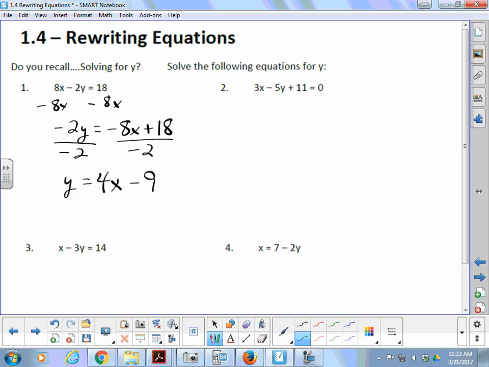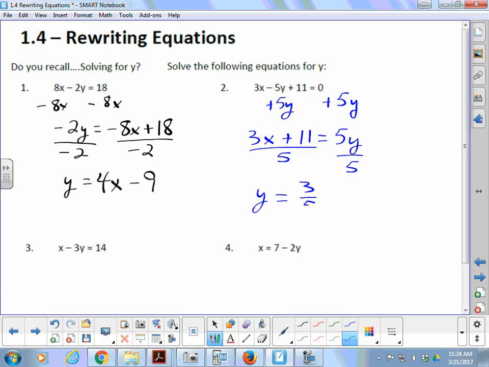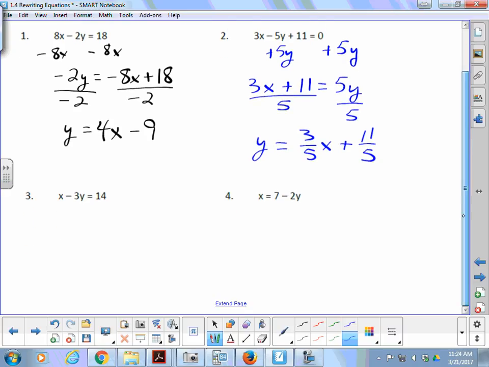All right? So number 2, still solving for y. In this case, I got all of them on the same side. So instead of moving everything else, I'm actually going to move the y term to the other side. Since it's negative 5y, I'm going to add 5y to both sides. So we get 3x plus 11 equals 5y, and then divide by 5. So y equals, and I want to write this as two separate fractions, 3/5 x plus 11/5. The 5 is our common denominator for both of them, so we have to keep the 5 with both of them as we write it. All right? So let's do 3 and 4 also.